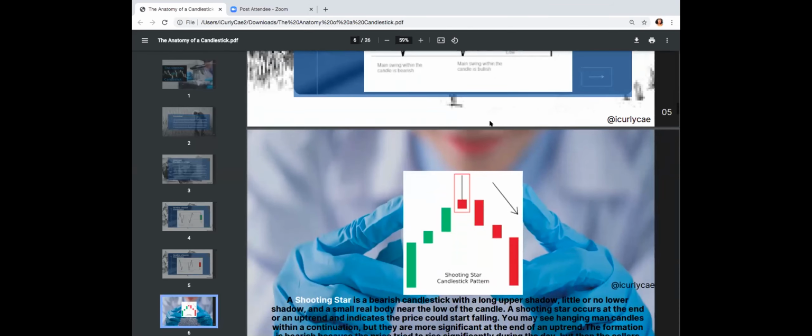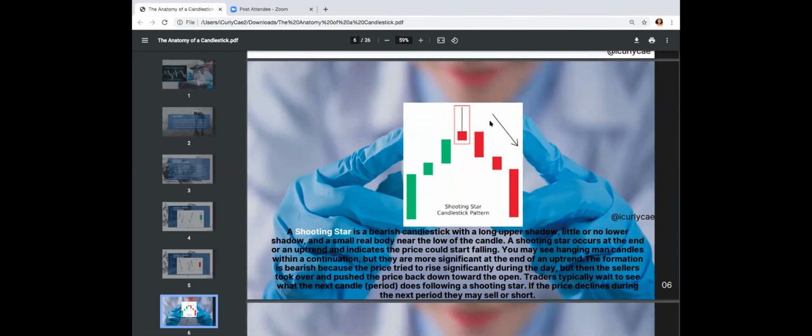All right, so we have a shooting star candle. A shooting star is a bearish candlestick with a long upper shadow, little or no lower shadow or wick. You might hear it called a wick as well. And a small real body near the low of the candle. So a small body near the low of the candle.